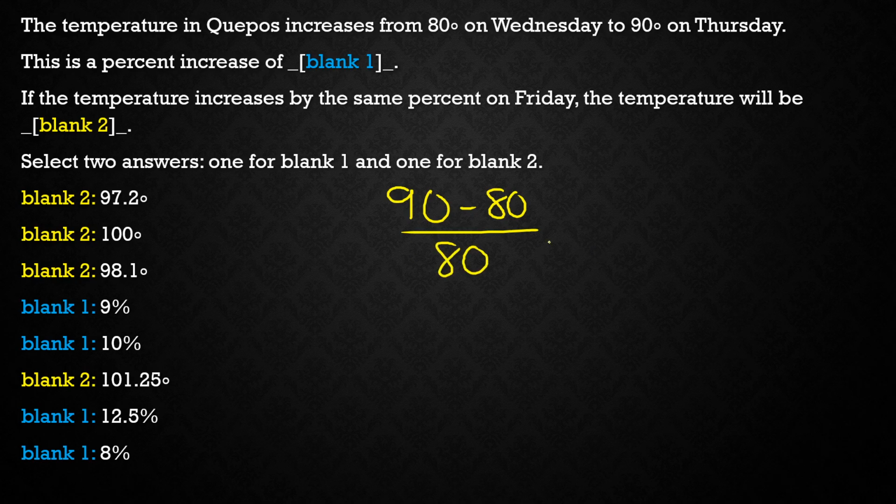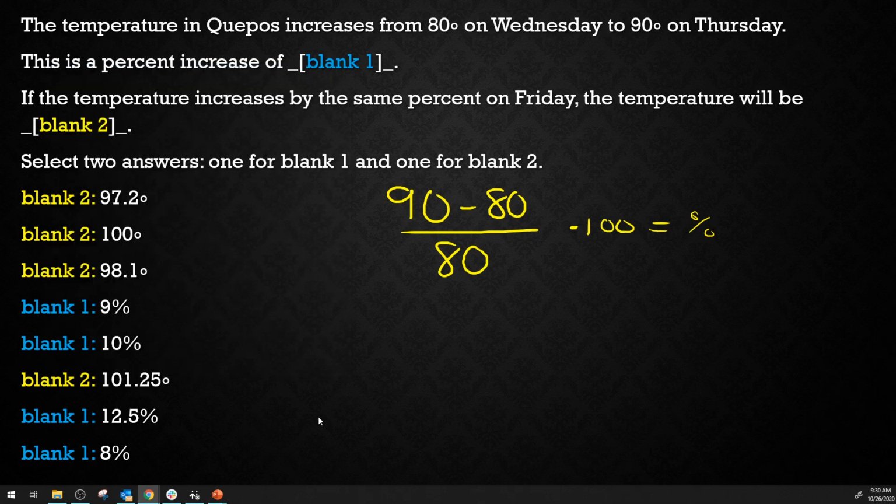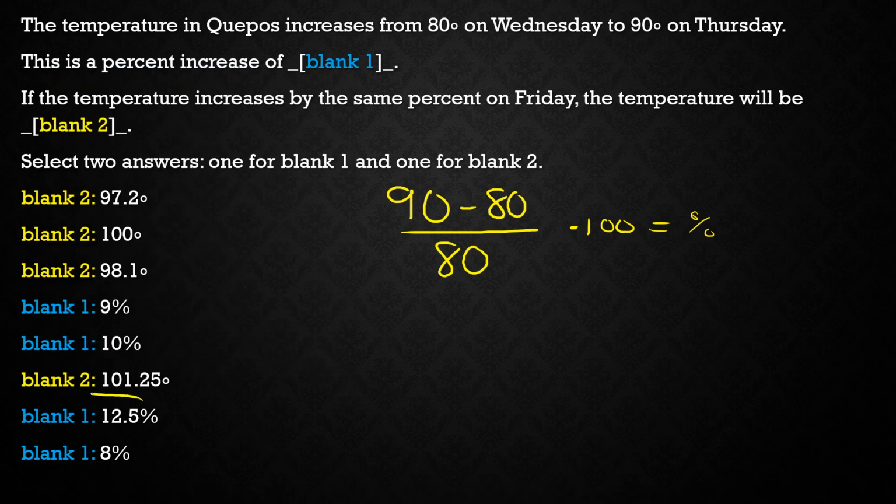Remember that once we type this into our calculator, all we need to do is multiply it by 100 to get that final percent. So I'm going to bring back my calculator and hit my fraction button. Do 90 minus 80 all over 80. So 0.125, I'm going to multiply it by 100, and that is going to give me 12.5. So it was an increase of 12.5%.